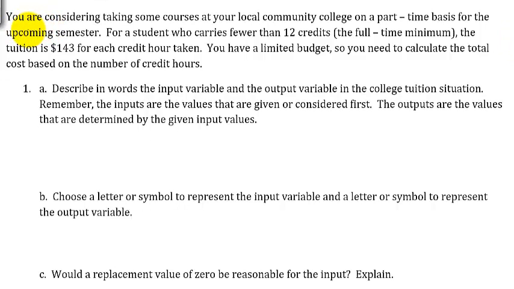So in our first problem, you are considering taking some courses at your local community college on a part-time basis for the up-and-coming semester. For a student who carries fewer than 12 credits, the full-time minimum, the tuition is $143 for each credit hour taken. You have a limited budget, so you need to calculate the total cost based on the number of credits.